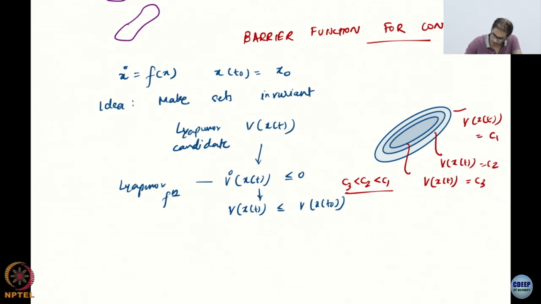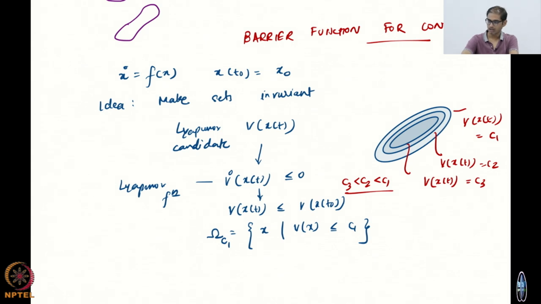So what does it mean? It means that if I define my set omega c, or omega say c1, as a set of all x such that V(x) is less than or equal to c1. What is this set? This set is just the outer ellipse, right? It's the outer ellipse. Okay.